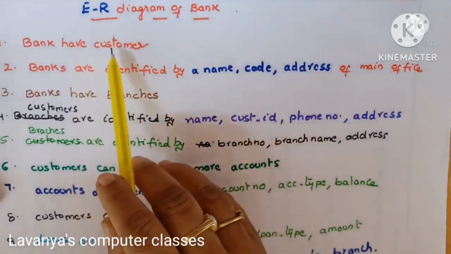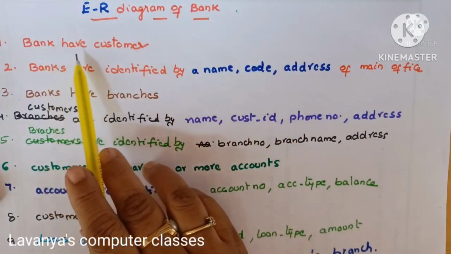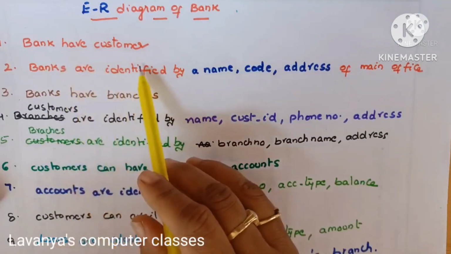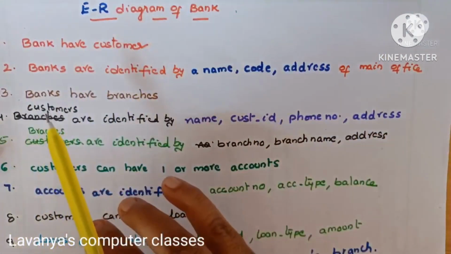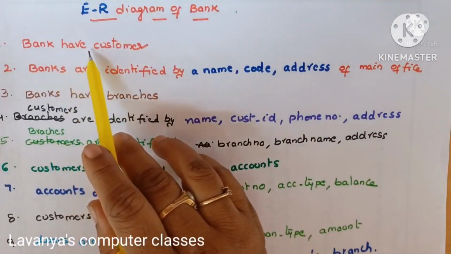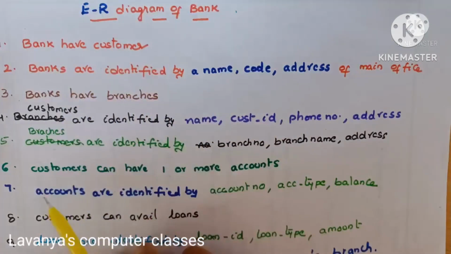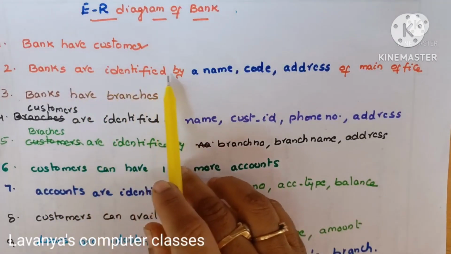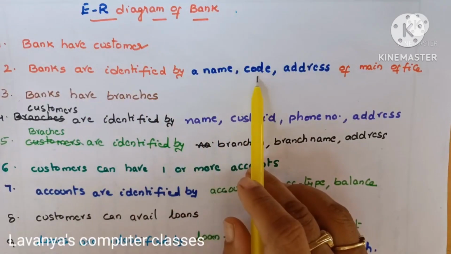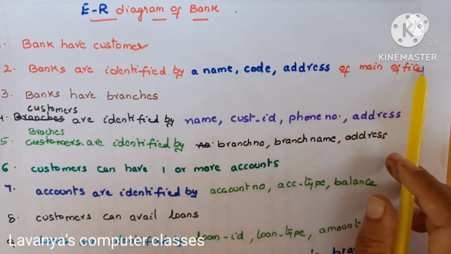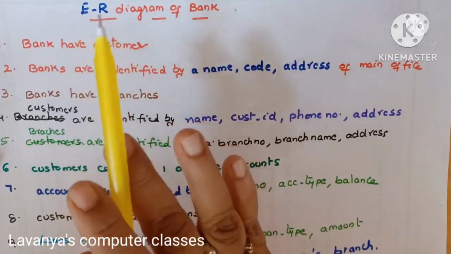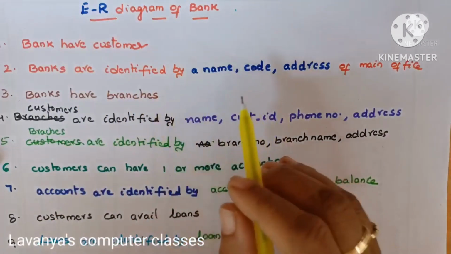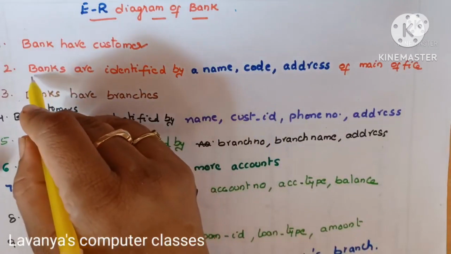So this is the bank example. They are giving some description. First one is, bank has customers. Any bank has customers. First read the entire description thoroughly, then only draw the diagram. So first, bank means bank has a customer. Then banks are identified by a name, code, address of main office. So first identify what are the entity sets and what are the attributes.